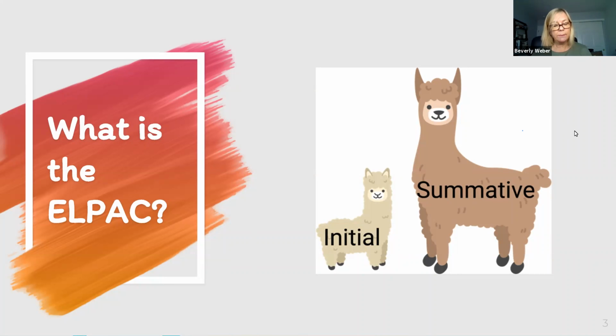The initial LPAC is used to identify a student as either an English learner who needs support to learn English, or as a student who is proficient in English. The summative LPAC is used to measure the skills of English learners. The results will help tell the school and the district if the student is ready to be reclassified as proficient in English.